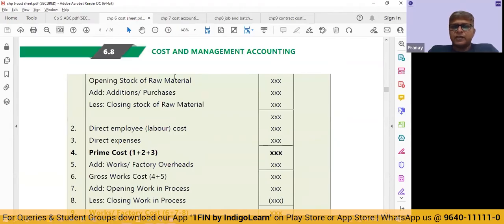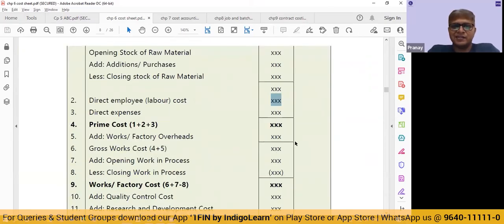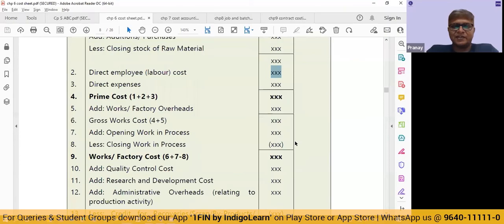We start with the opening stock. We adjust for the purchases for the year and the closing stock of raw material, and arrive at what has been consumed. We take the direct labor, direct expenses. Of course, we cannot have any closing stock of labor with us. That is why there is no adjustment involved here. We arrive at the prime cost.